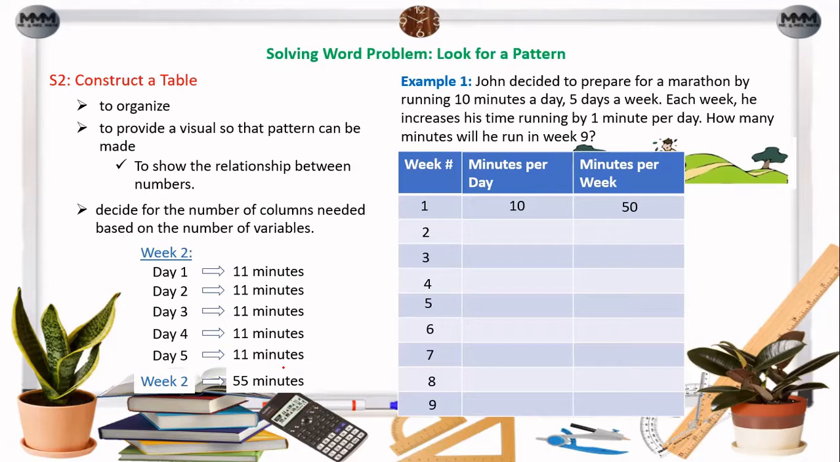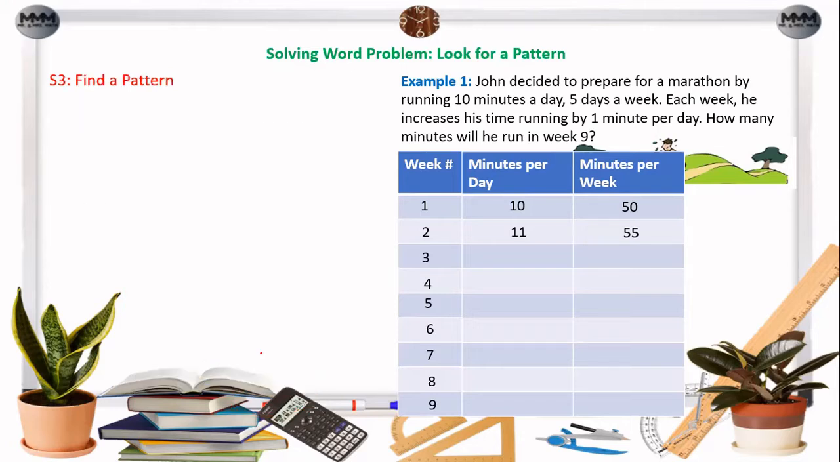Now, in week 2, again we have 5 days. In each day, John runs 11 minutes. So we can have an entry here, 11 in the second column for week 2. And then for the number of minutes in week 2, we have 55 minutes. So we can just enter here in our table 55. So that's it. Now let's proceed to our third step, which is to find a pattern.